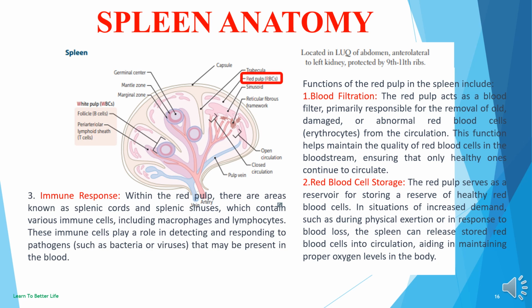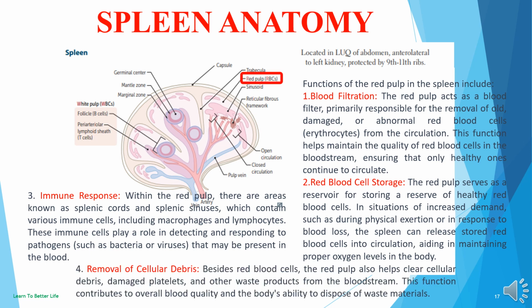3. Immune response. Within the red pulp, there are areas known as splenic cords and splenic sinuses, which contain various immune cells, including macrophages and lymphocytes. These immune cells play a role in detecting and responding to pathogens, such as bacteria or viruses, that may be present in the blood.